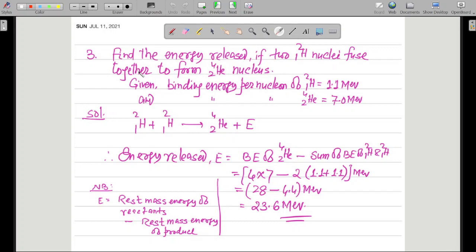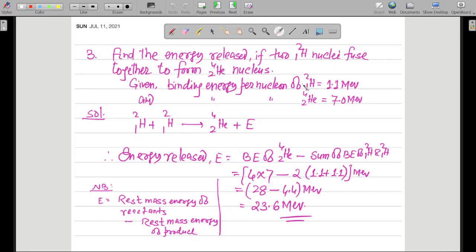Deuterium has one proton and one neutron in its nucleus, and the mass number is 2, right? 1 plus 1 is 2. Find the energy released if two deuterium nuclei, that is H12 nuclei, fuse together to form He24, that is helium. This is deuterium and this is helium. Fuse together to form He24 nucleus.